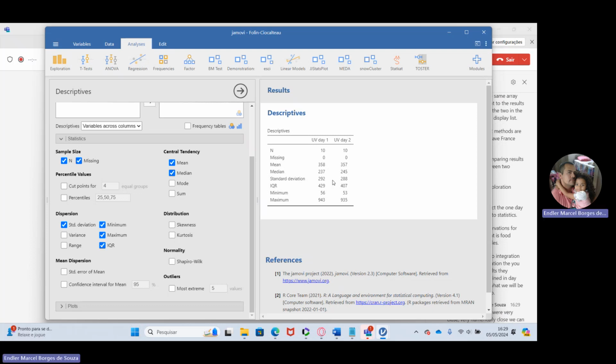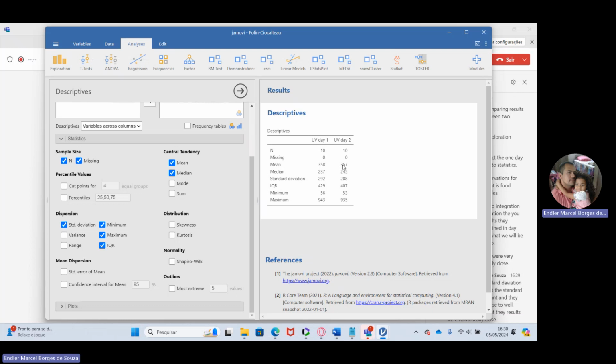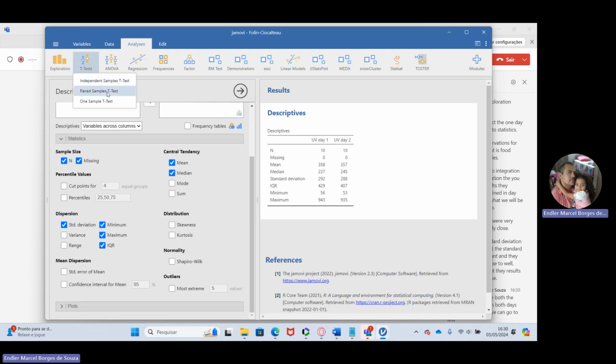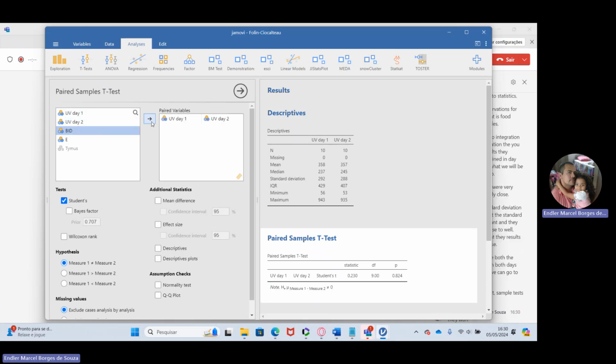We can see the standard deviations of day 1 and day 2 were also very close. Since the results were numerically close, we can think that the results obtained on both days were equivalent. So we can go to t-test, paired samples t-test, and we compare day 1 and day 2.